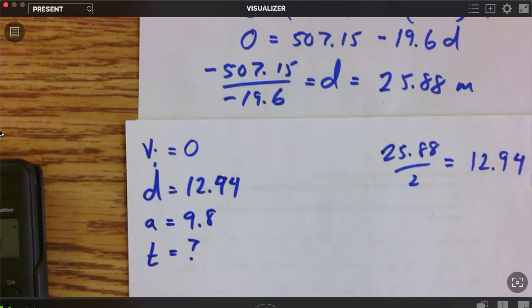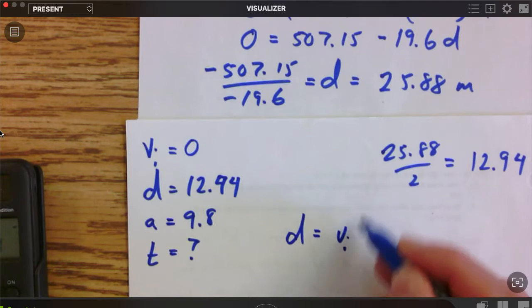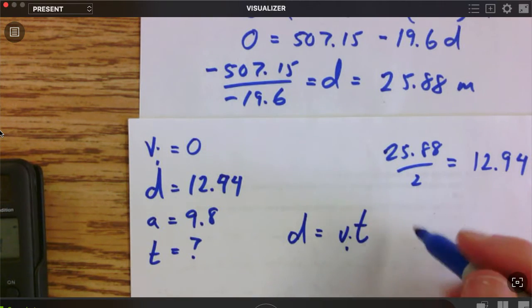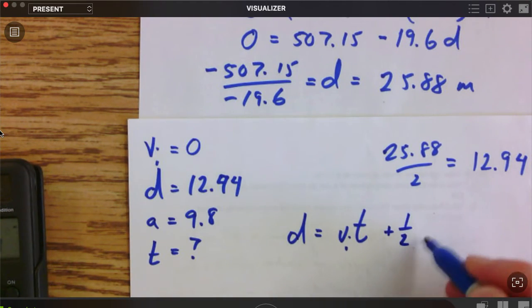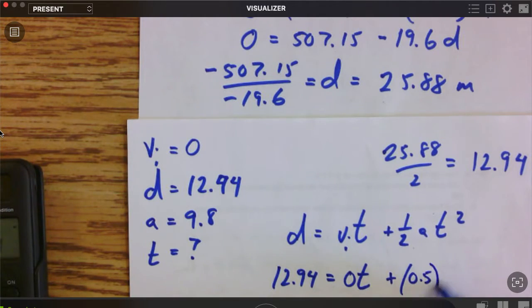Did I lose anyone anywhere? The formula we'll use is D equals VIT plus 1/2 AT squared. Displacement is 12.94. Initial velocity is 0 times t, which we don't know, plus 0.5 times 9.8 times t squared.